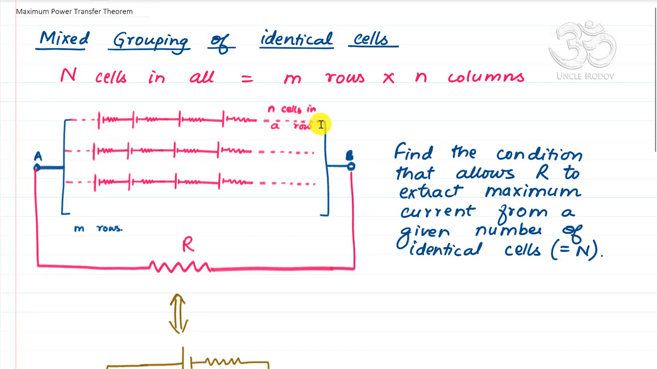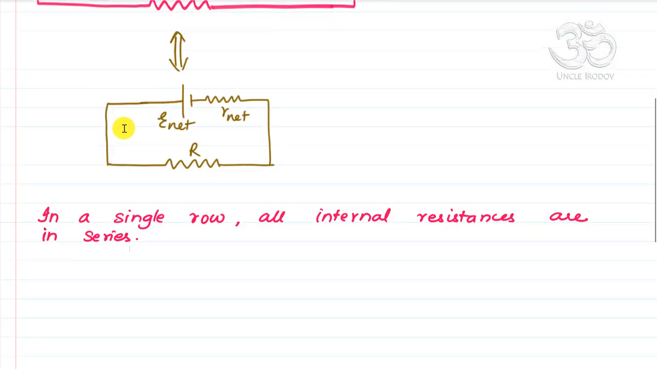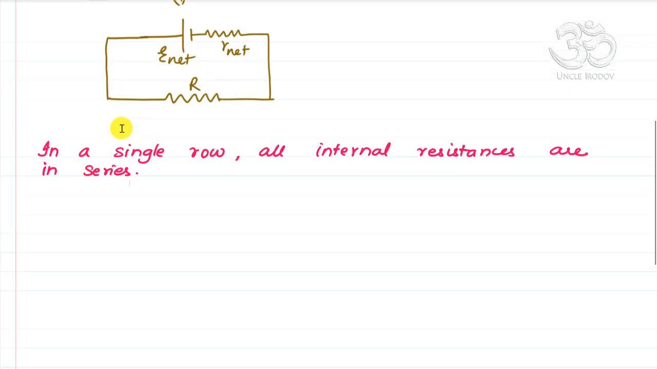So what will happen is, if you try to figure out the increase in voltage as you go from maybe the right end towards the left end, you will see that across each one there will be an increase, and the increase will be equal for each. So you can say that a single row will act as a cell of EMF nE and internal resistance nr. This is what each row behaves as.